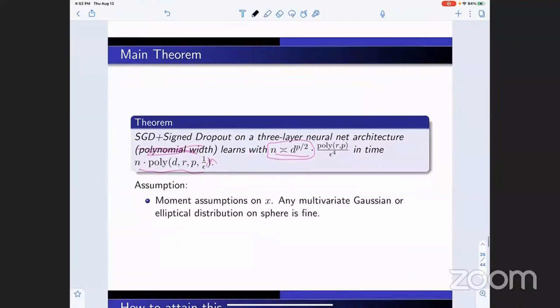Okay, and the data assumptions are mildish. There's some moment assumptions you need. Essentially, the moments of X tensor P over 2 behave like those of a Gaussian, or any multivariate Gaussian. So any multivariate Gaussian with any covariance of bounded condition number, elliptical distributions on spheres, these are all fine. But it's not just tail assumptions. You do need things about the shape, the moments up to a pretty high degree.